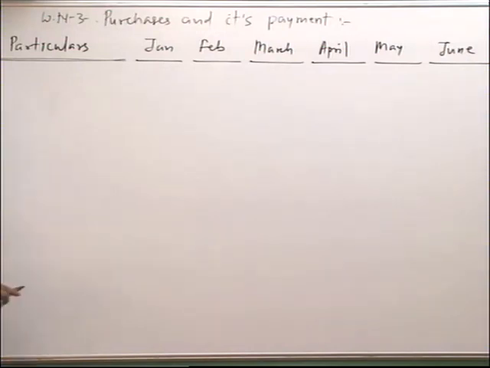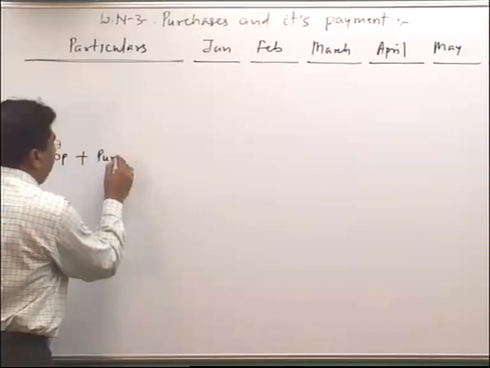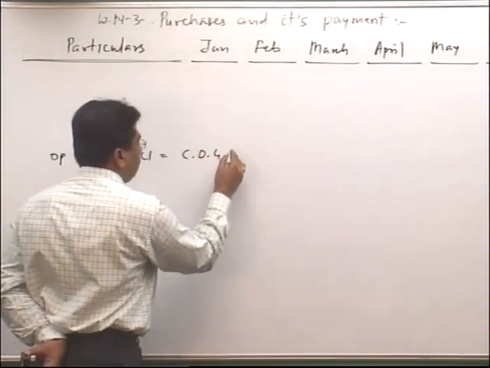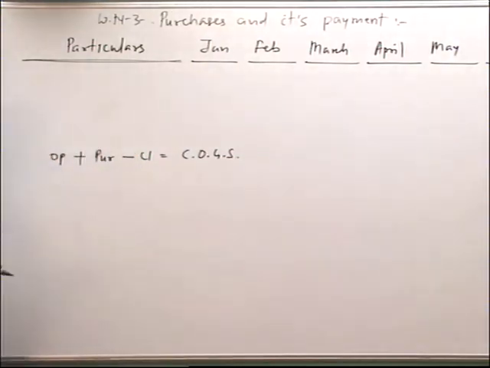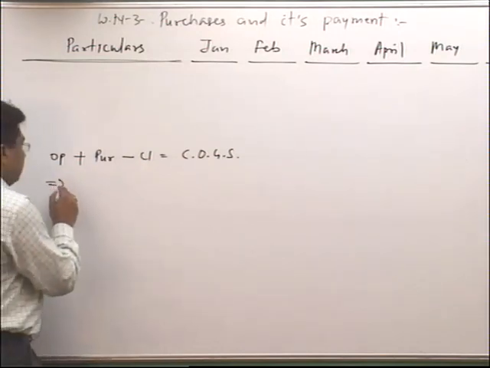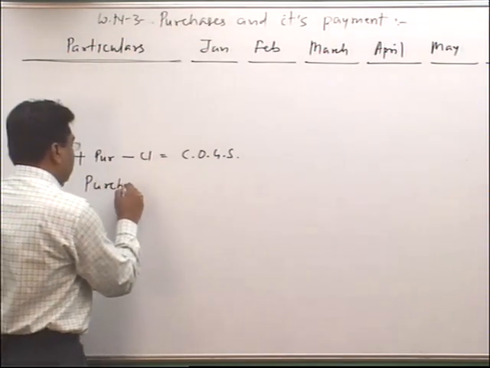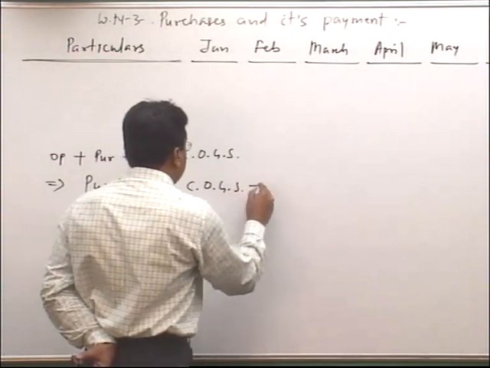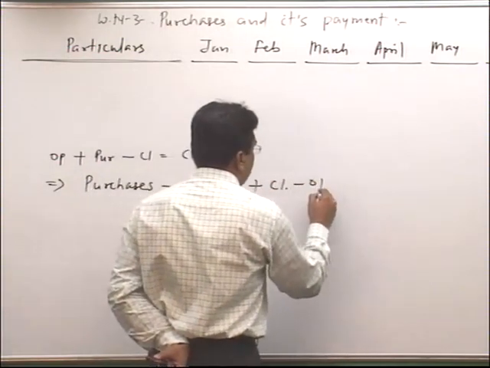Now to find out purchase, you can use this equation. Please see here. We know that opening stock plus purchases of raw material minus closing stock is cost of goods sold. Opening stock plus purchases minus closing stock is cost of goods sold. That implies purchases will be equal to cost of goods sold plus closing stock minus opening stock.